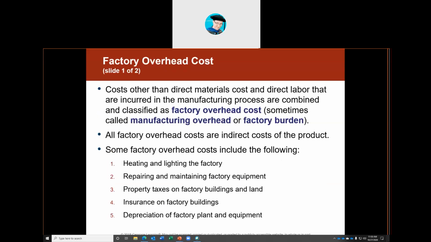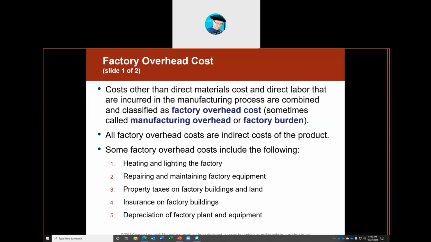Now let's look at factory overhead. Factory overhead is a little bit more gray, but let's talk about factory overhead. Factory overhead costs are costs other than direct materials and direct labor that can be directly tied to the process. We call this factory overhead. Sometimes it's called manufacturing overhead or factory burden. In most cases, you'll hear it called factory overhead costs or manufacturing overhead.